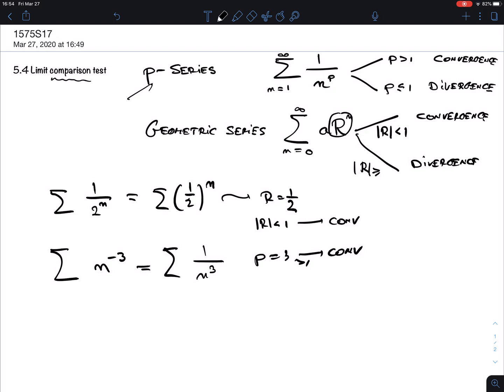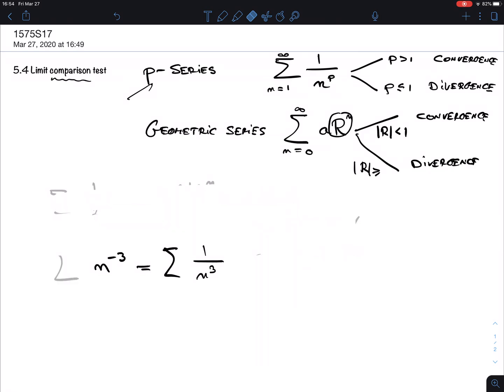Let me erase them so that I can keep these two series up here a little bit. But now, suppose we have something a little bit more complicated than that. So I'll start with the first example. Suppose our series looks like this. 1 over n squared plus 1.